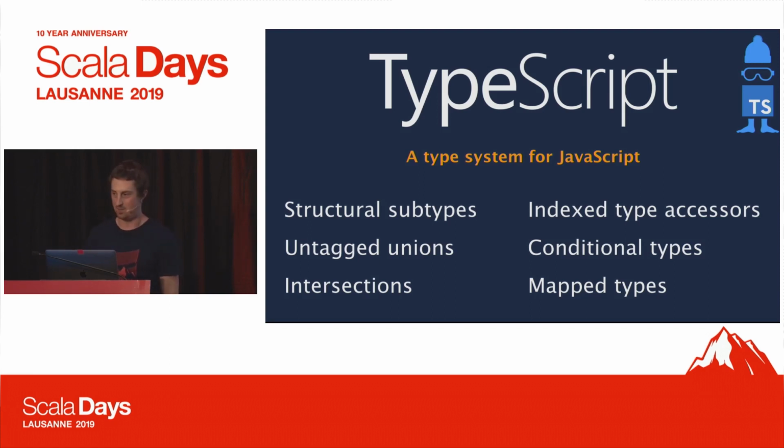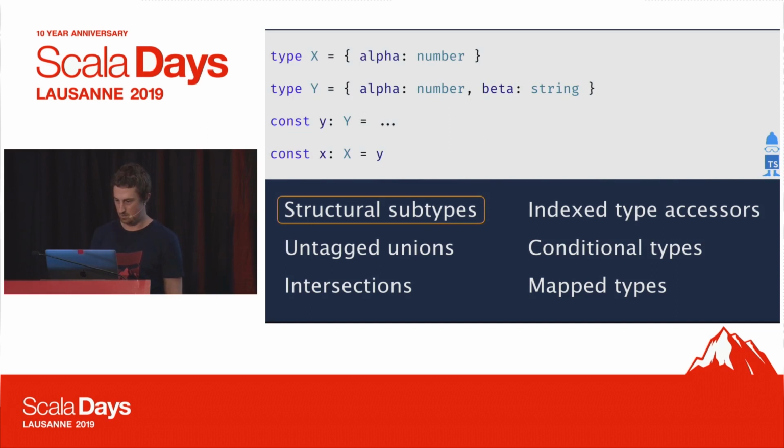Here are some of the features of TypeScript. I'm going to go through them one by one with some code examples. TypeScript is structurally subtyped. So in this example, Y is a subtype of X, for structural reasons, not for nominal reasons. So Y can be assigned to something that has the type of X.